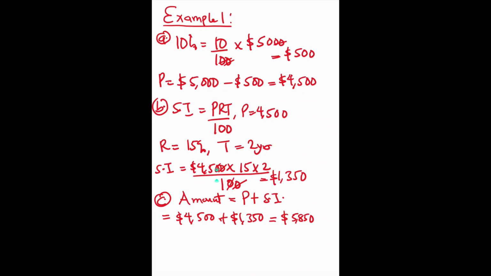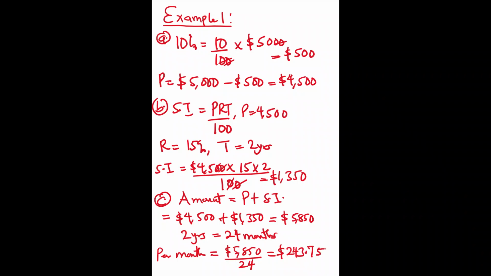And we are asked to find how much he is going to pay in a month. He's going to be making this payment for 2 years, and 2 years equals 24 months. So per month, he'll be making payment of $5,850 divided by 24. So 5,850 divided by 24 will give us $243.75. So that's number one solved.